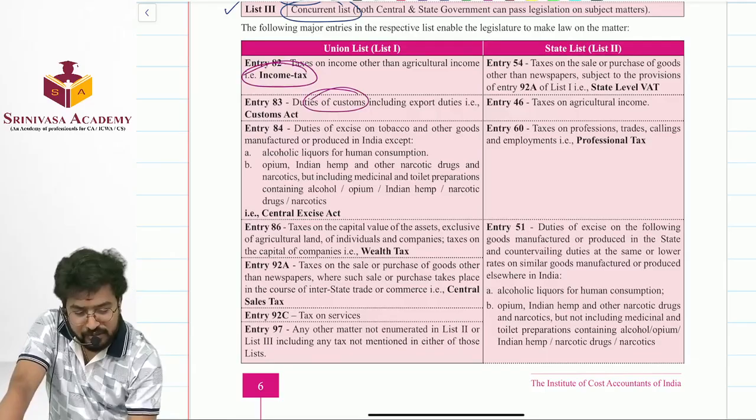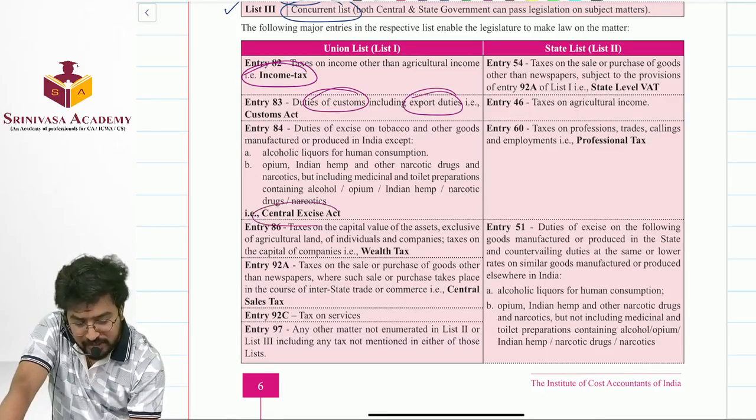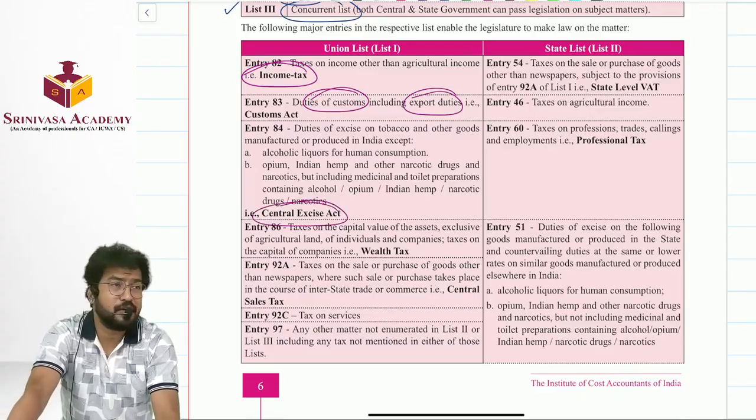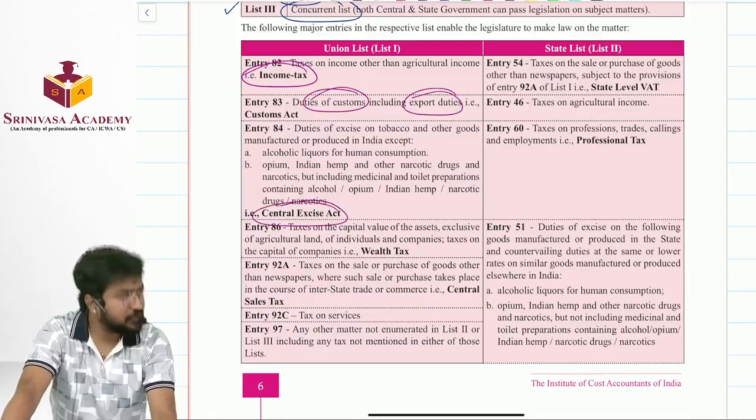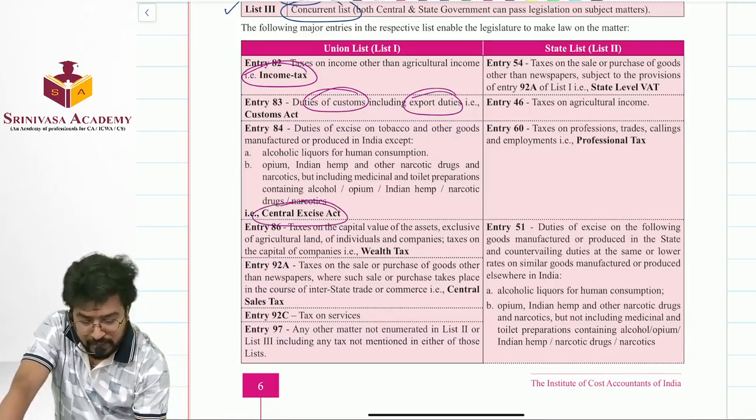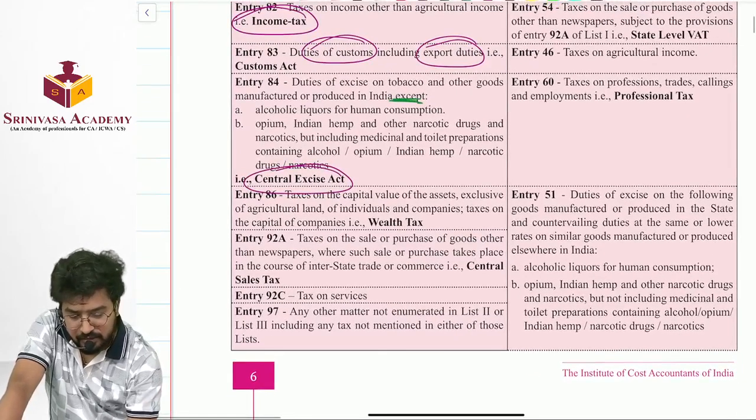Next one, duties of customs, including export duties. Next one, central excise tax. Excise duty will come on what? Manufacturing. So on manufacturing, listen, except these things. What are the items?